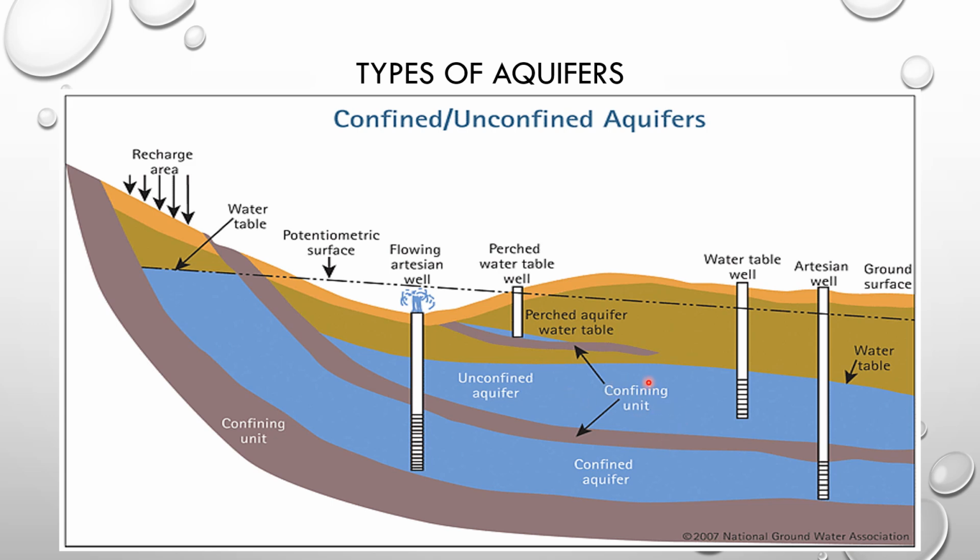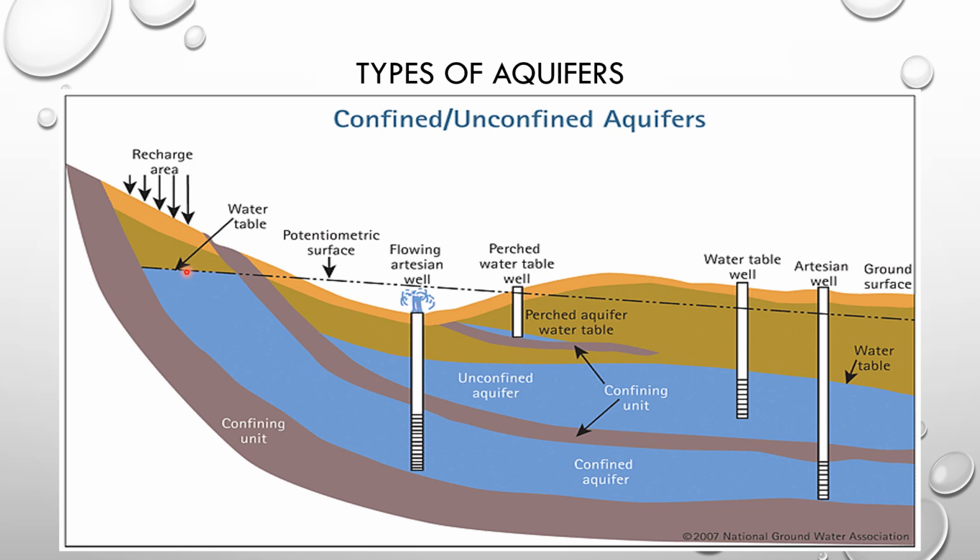In addition to that, you've got different types of wells. You've got artesian wells, water table wells, and perched water table wells. The artesian well is pulling water from the confined aquifer. The water table well would be pulling water from an unconfined aquifer, and the perched water table well is just pulling water from that perched aquifer. The flowing artesian well is due to the fact that the water table sits above the discharge point in the artesian well, and that's why it would be a flowing one.